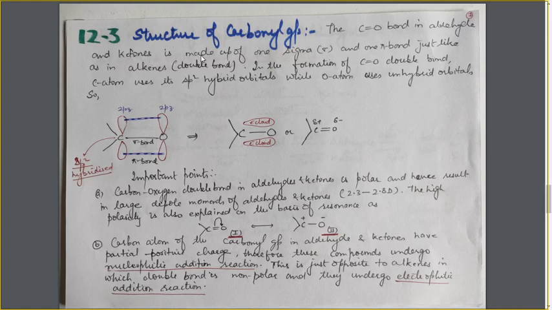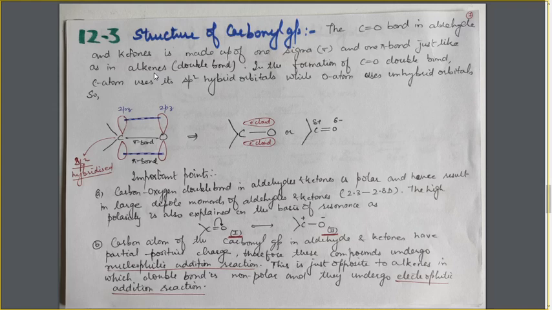Next, regarding the structure of the carbonyl group in aldehydes and ketones, the C double bond O group is made up of 1 sigma and 1 pi bond, just like the double bond in alkenes. And you already know that a double bond always consists of 1 sigma bond and 1 pi bond.